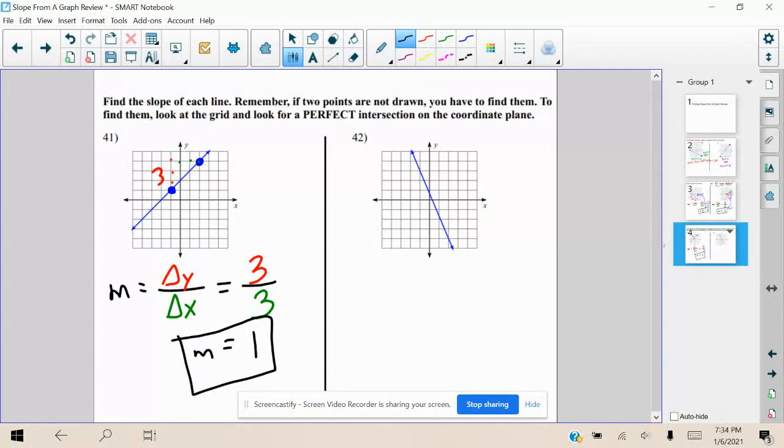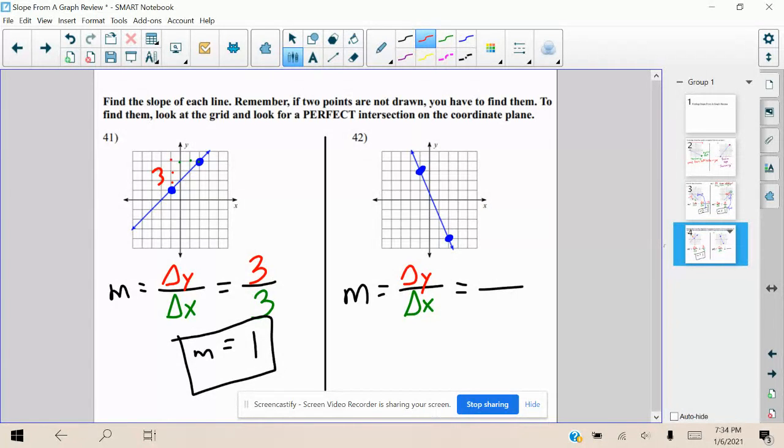All right, let's go on to problem number 42. My favorite number, 42. Love it. So we, again, want to find the change in y over the change in x. But this time, we don't know those coordinate points, just like 41. We need to find them. So we're going to have to look for perfect intersections. I see a perfect intersection right there. And I continue to move down, and I see a perfect intersection right there. Now be careful. Sometimes it looks perfect, but you got to really analyze it and make sure it's a perfect intersection with that coordinate plane.